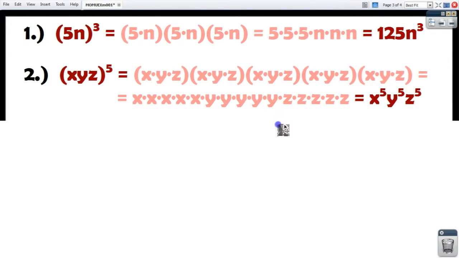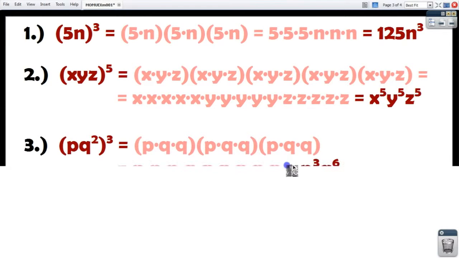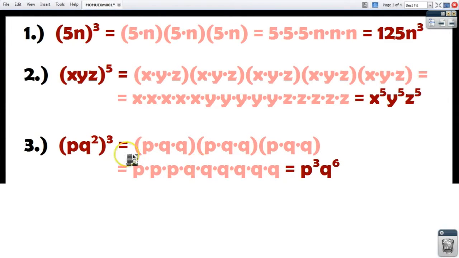Now how about number 3? Number 3 you had to do all on your own. Let's take a look at what we got here. P, q to the second power, the whole thing to the third power, initially would look like this. Using the commutative property, we could shove a few things around and get this.